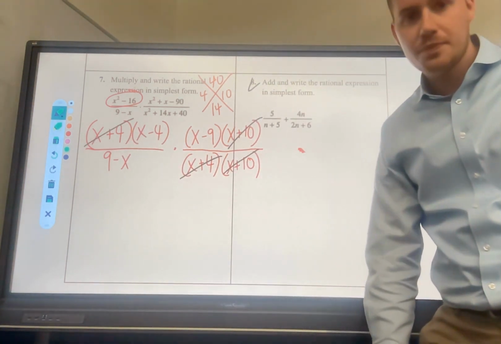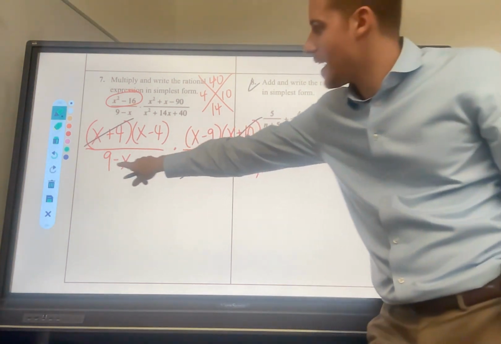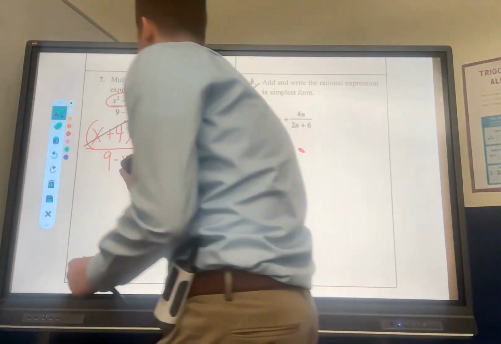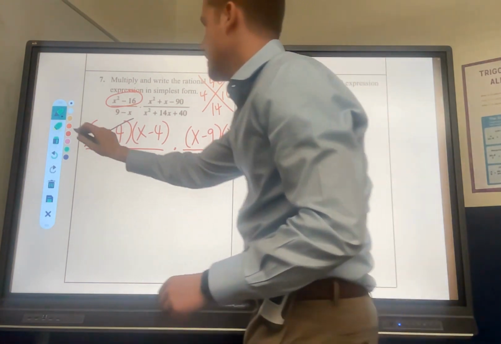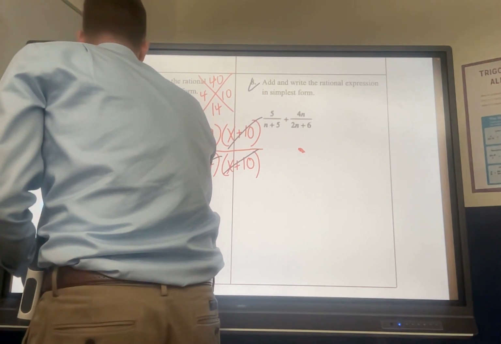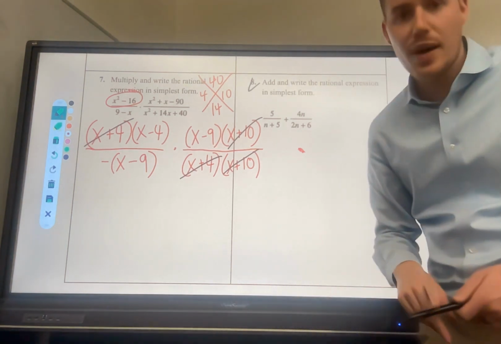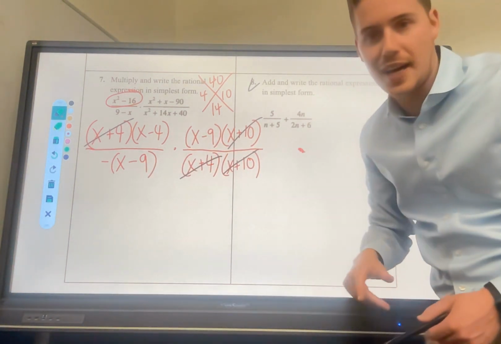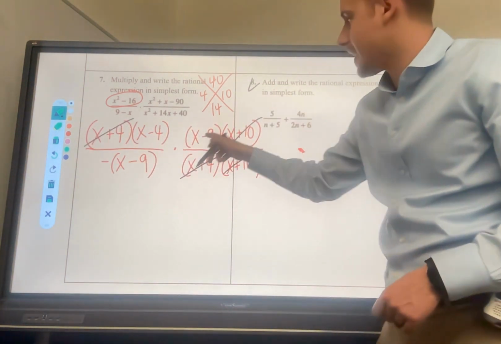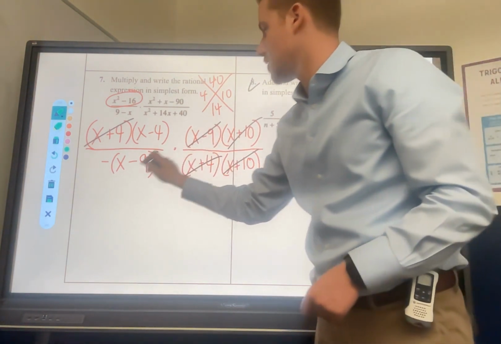Let's cancel those out. And it's a little bit sneaky, but do you notice x minus 9 and 9 minus x? We can actually rewrite this 9 minus x right here. Look at this. I can rewrite that term as negative x minus 9. Okay, the reason that was so helpful to us is now we see again something else we can cancel out. I see an x minus 9 in the denominator and in the numerator. So let's cancel that out.